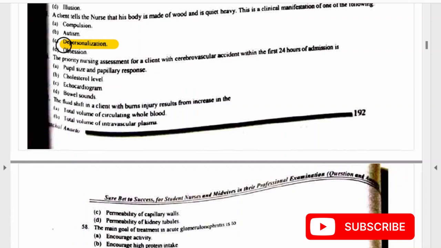It is a type of dissociation where a person feels detached from their body or mental process. It is as if they are observing their body from outside their own body. It seems like they are an observer to their own self. So that's what it means.